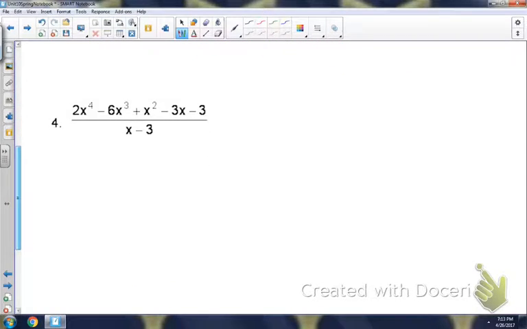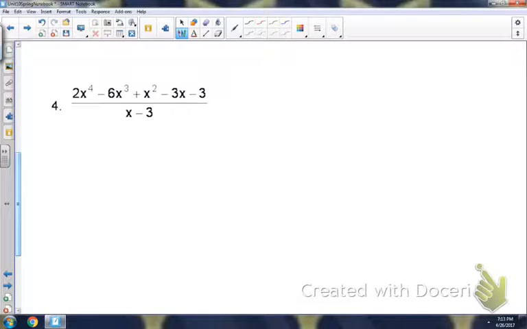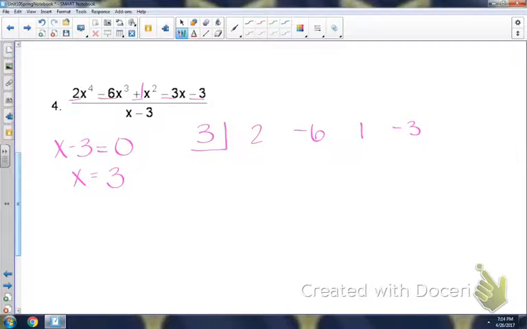Alright, last one. So to divide these, we're first setting our denominator equal to 0 and solving for x. So x equals 3. That number goes on the outside. And then we're writing our coefficients. So x to the 4th, we have a 2. X cubed, we have a negative 6. X squared needs to come next. That's a positive 1. X comes next, a negative 3. And then our constant's the end one, which is negative 3.